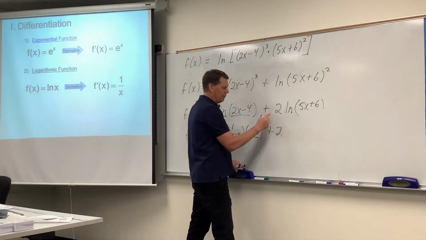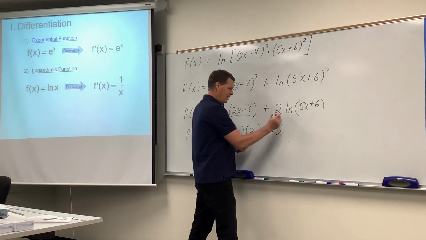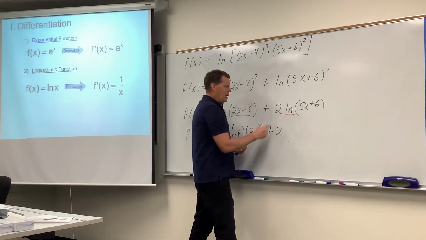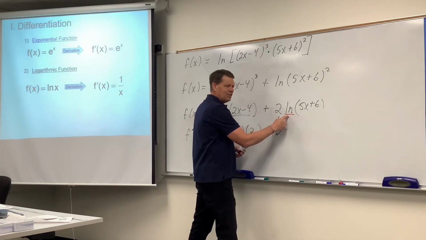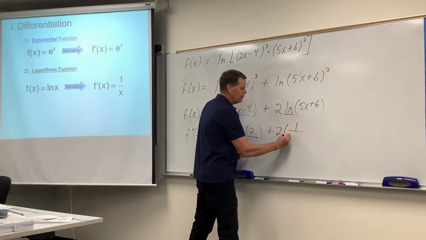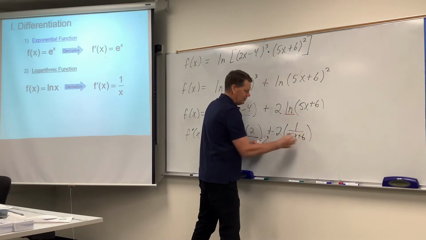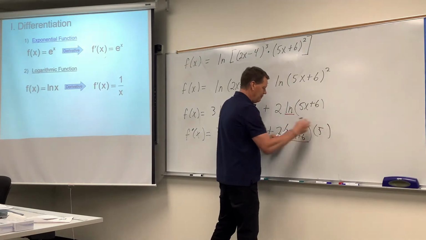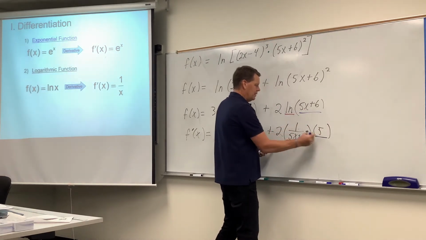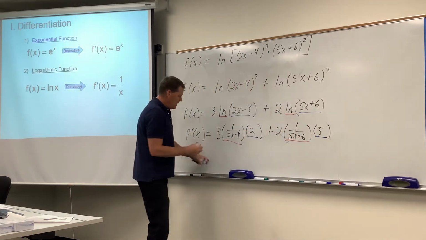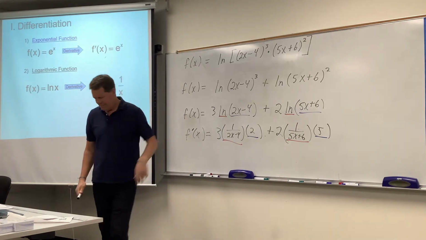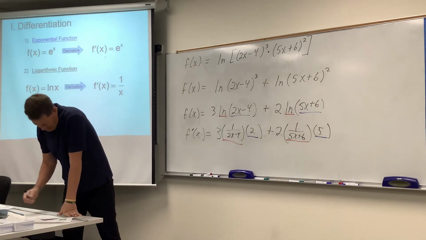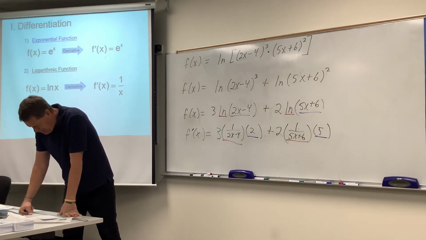Right? Inside. Easy. Plus, different term. 2, that's just a coefficient. Oh, here we go again, just like the one right in front. You're outside. Chain. 1 over 5x plus 6. And then the derivative of what's inside, which is 5. Boom. You don't need to clean it up. I'm good. Okay? So I'd say that's good on that one.